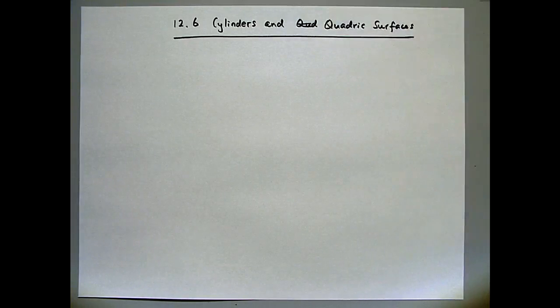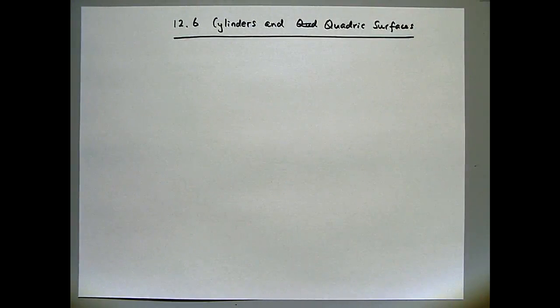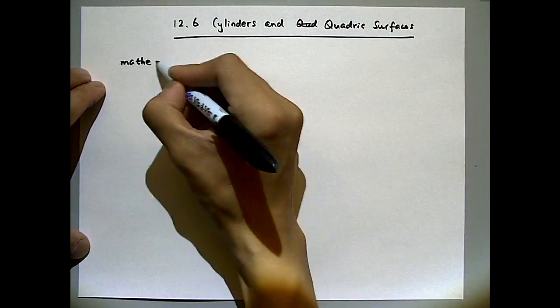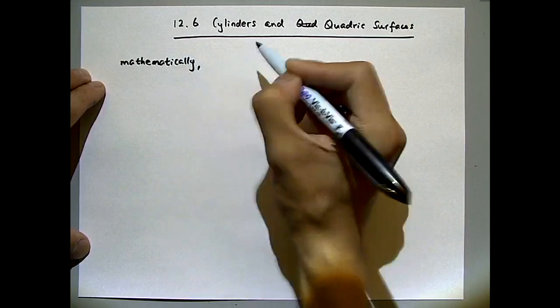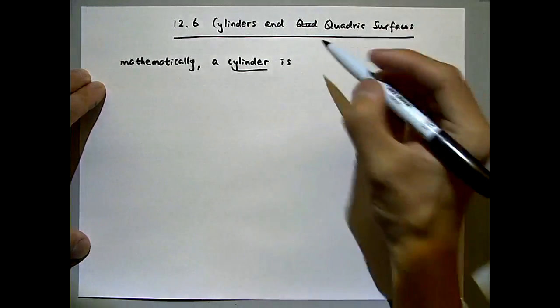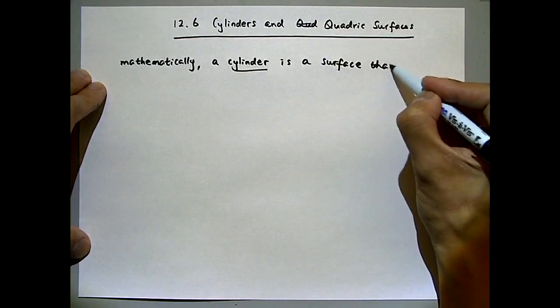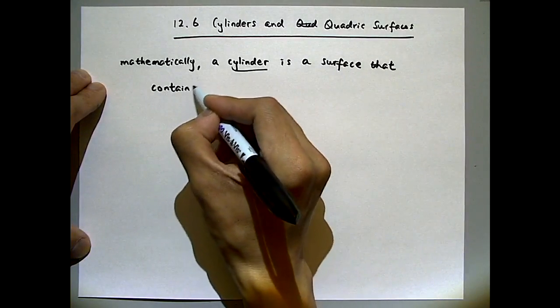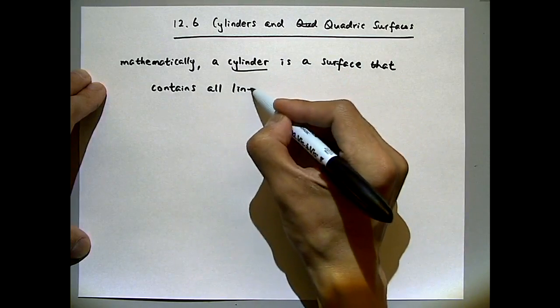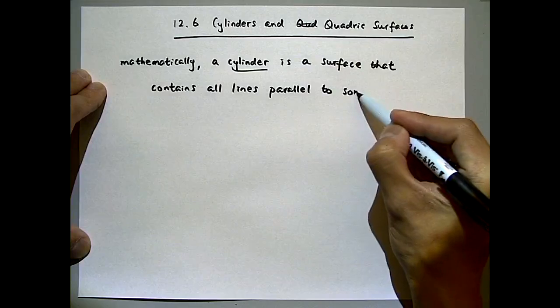Starting with cylinder. Now, in everyday language, when we say cylinder, we automatically think of a circular cylinder, like a soda can, for example. But mathematically, the word cylinder doesn't have to be a circular can. Mathematically, a cylinder is a surface that contains all the lines that are parallel to some given line.